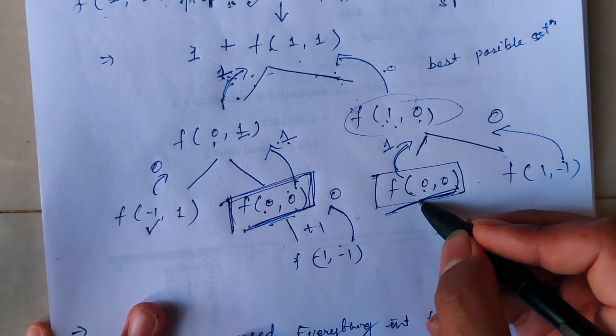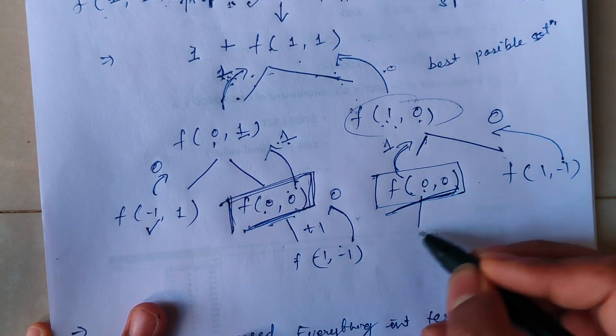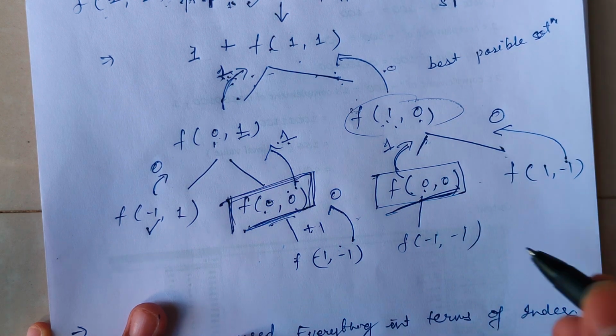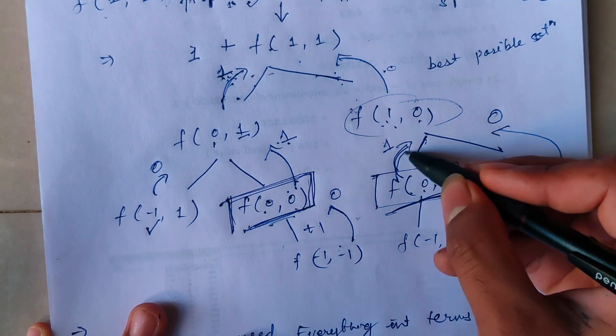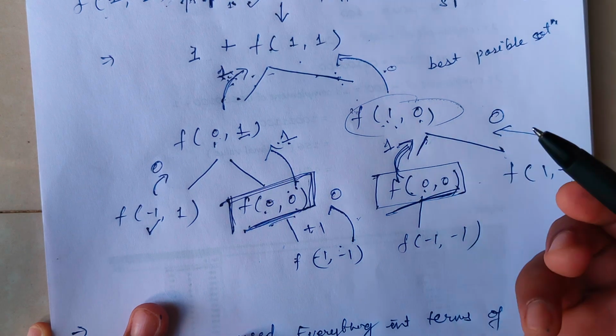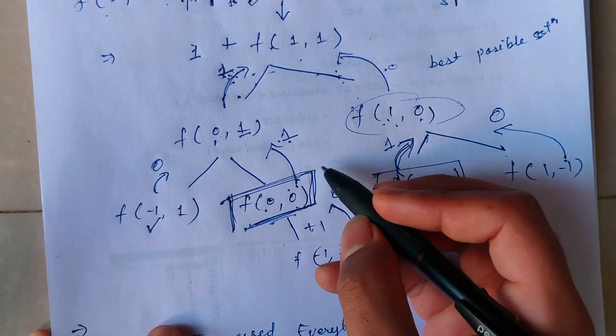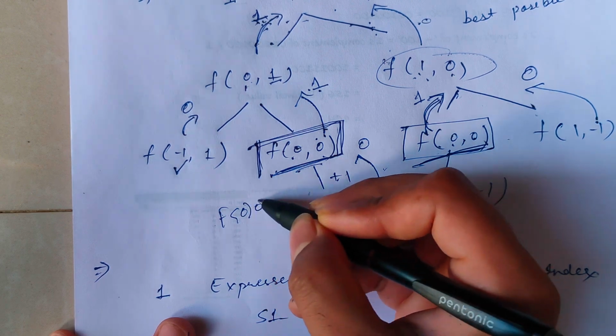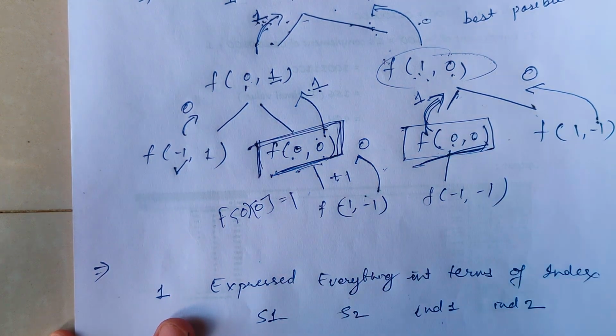Means we would not explore f of -1 -1. After this we would just directly return 1. So how would we do this? We would just store f of 0 0 as 1. That is how we are going to do it.